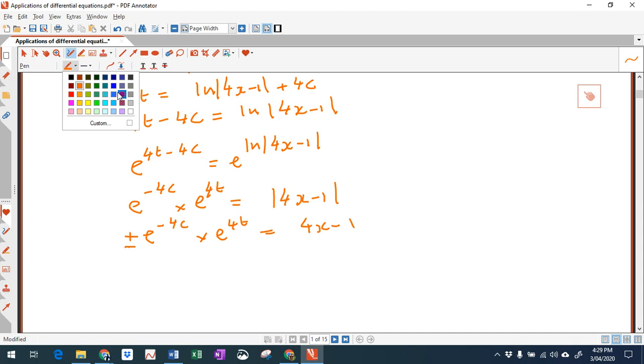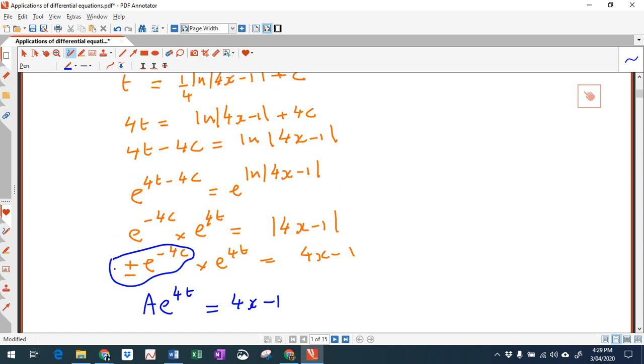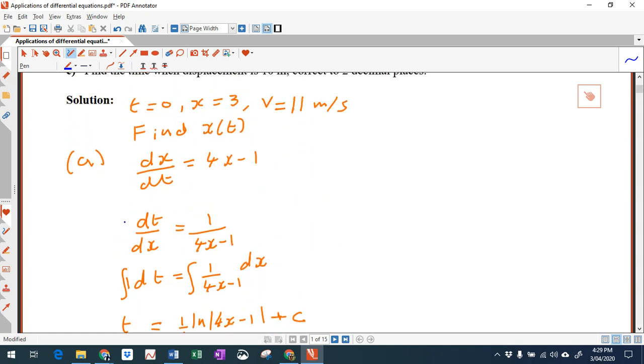Good. Now, to make this a bit easier for ourselves, let's change colour here for a minute. We'll say that this here is just a constant. Let's call that a. So now we've got a e to the 4t is equal to 4x minus 1. From there, we could work out what a is at this stage, couldn't we? Because we know the initial conditions. T is 0, x is 3.